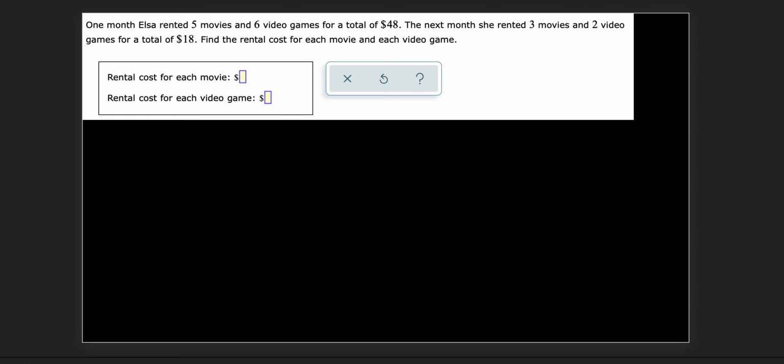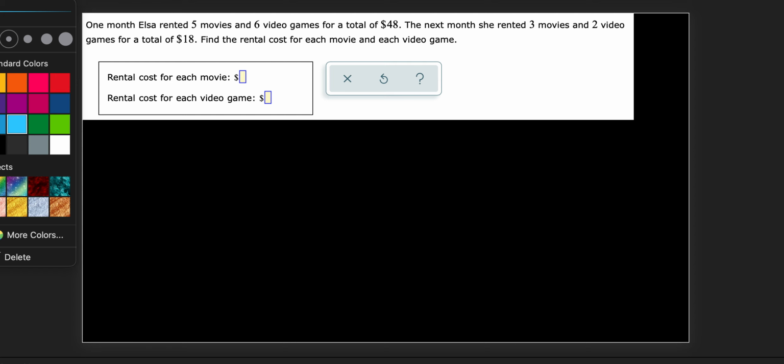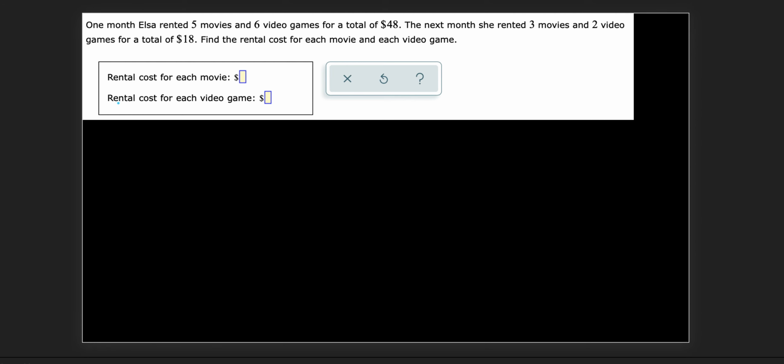On the next problem, one month Elsa rented 5 movies and 6 video games for a total of $48. The next month she rented 3 movies and 2 video games for a total of $18. Find the rental cost for each movie and each video game. So you can see what 2 main things this problem is about: movies and video games. So we can use M for movies and V for video games. So in the first sentence, 5 movies she rented and 6 video games cost a total of $48.